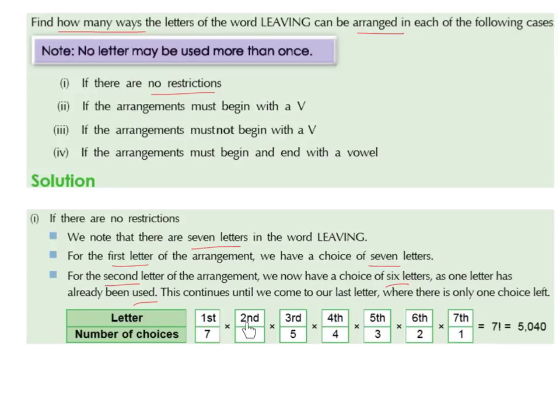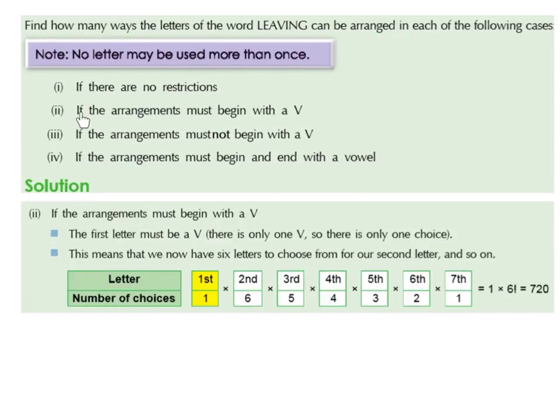So we're going to do 7 by 6 by 5 by 4 by 3 by 2 by 1, which is 7 factorial, which gives us 5,040. So how many ways can the letters of the word leaving be arranged if there are no restrictions? There are 5,040 ways we can arrange the word leaving.